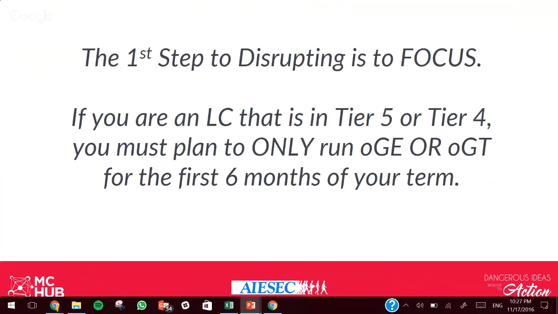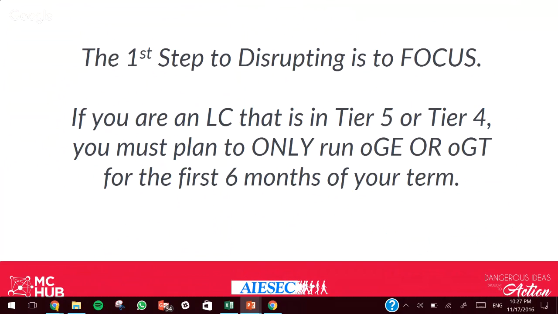So the first thing to note: if you are an LC that is in tier 5 or tier 4 by the start of your term, you really must plan to only run oGE or oGT for at least the first 6 months of your term, right? So yes, for VPs of oGET, it's okay. If you're in tier 5 or tier 4, you only run oGE or oGT.